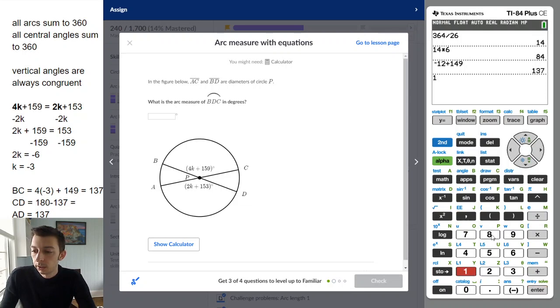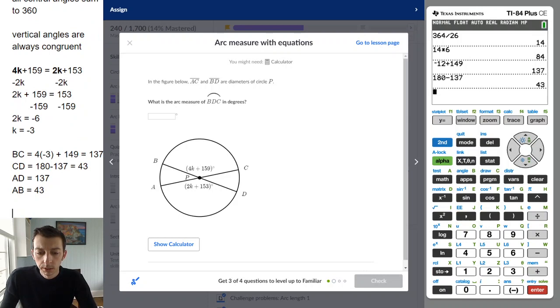Come over to your calculator, 180 minus 137. You end up with 43. Now, these are vertical angles. So if CD is 43, it means BA is 43. Now, the final question was asking us to solve for BDC.